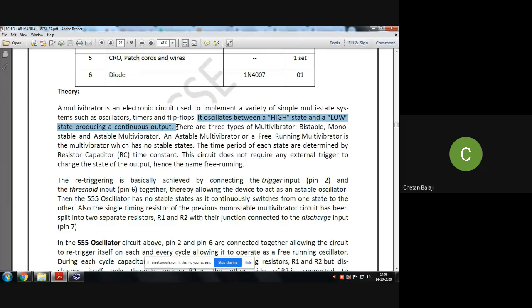Okay, now I'll explain this. High state and low state in the sense, high is nothing but logic 1, low is nothing but logic 0. That is, the logic state keeps changing: 0, 1, 0, 1.